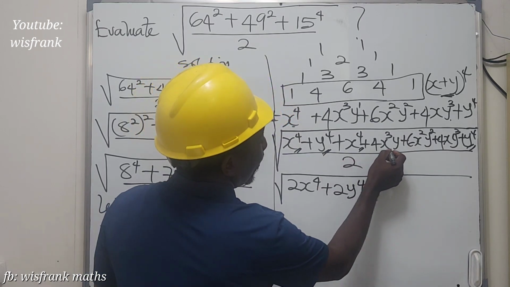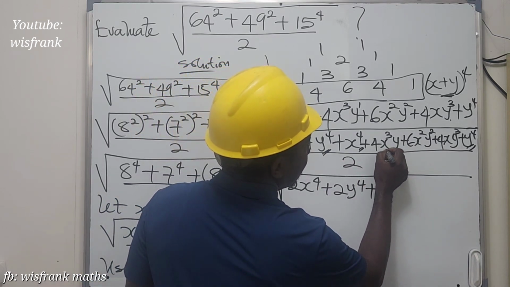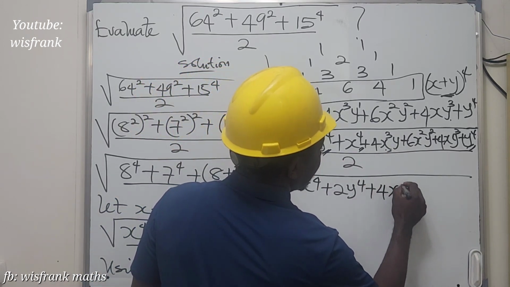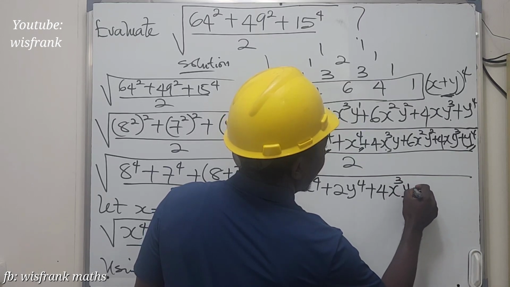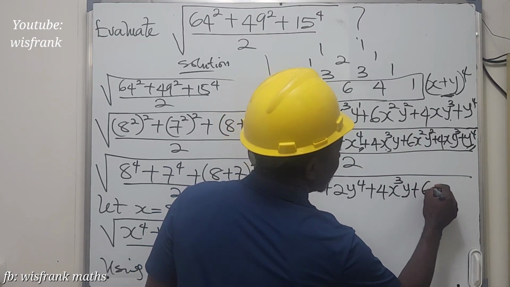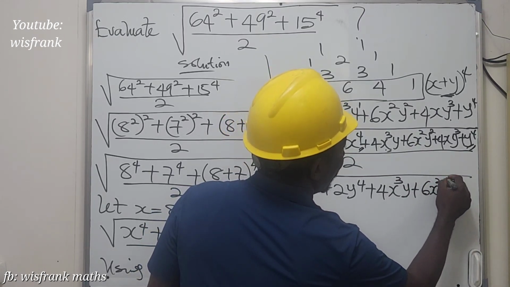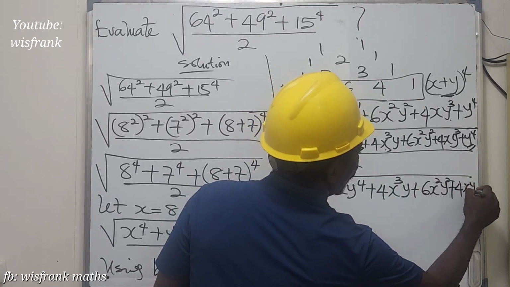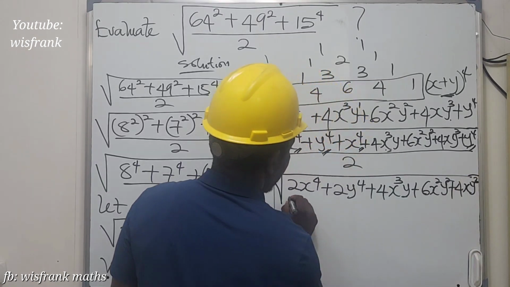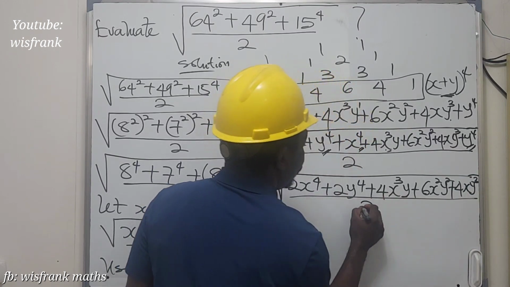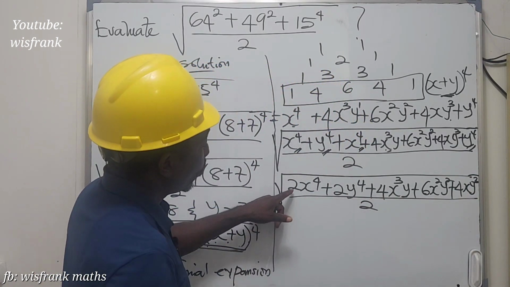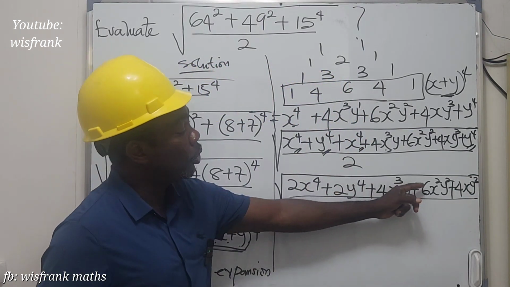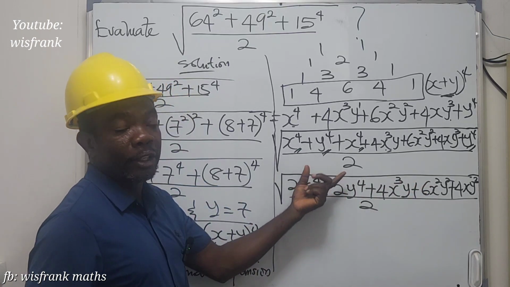So we have here plus 4x to the power of 3y, then we have plus 6x to the power of 2 y to the power of 2 plus 4x, then y to the power of 3. Then we have all over 2. So in this case, we have 2 here. 2 is common to the numerator, so we can factor it out.